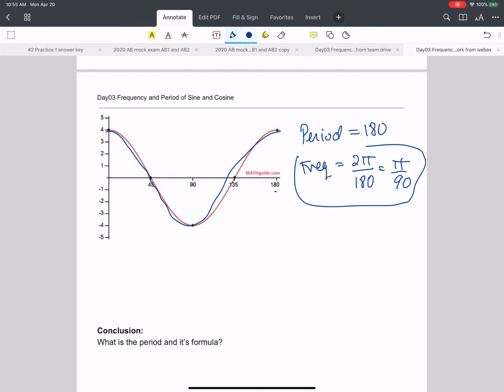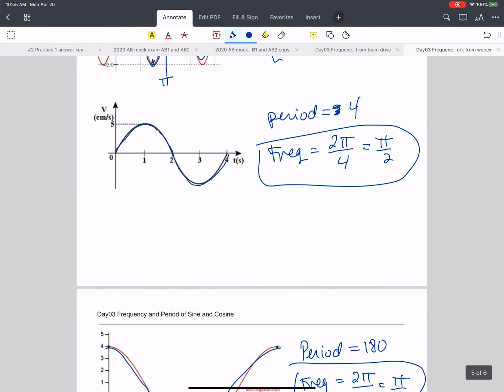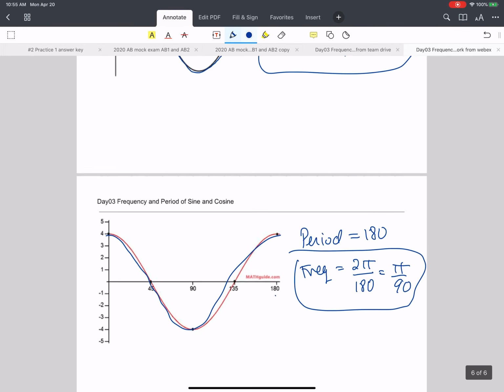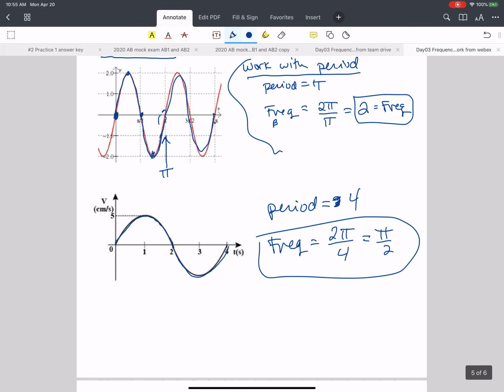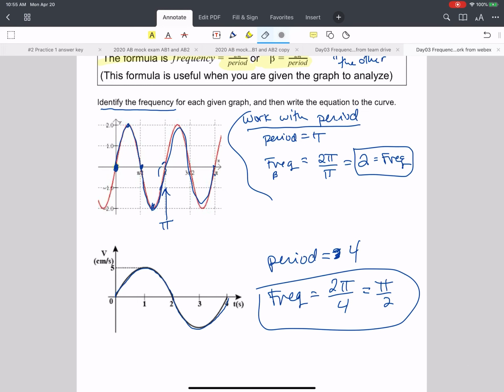A lot of times they give you a graph and they say find the frequency, right? And we're going to go back and write the equations to all these. But right now I just want to make sure you can find the frequency. All right, we did them, okay? So now let's go back and write the equation. Did I ask you to write the equation? Yeah, I did ask you to write the equation. So now we're just going to write the equation.